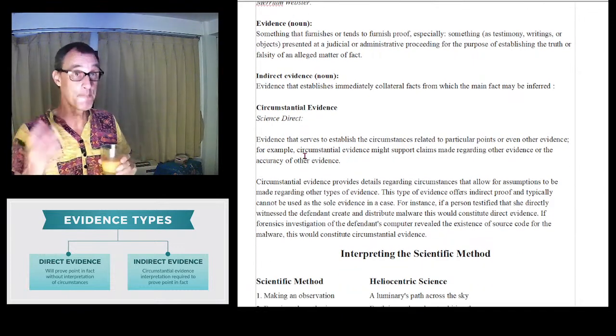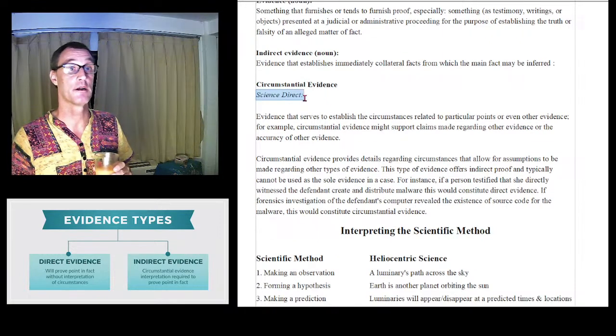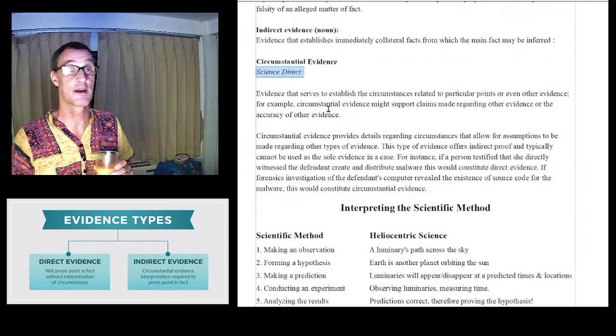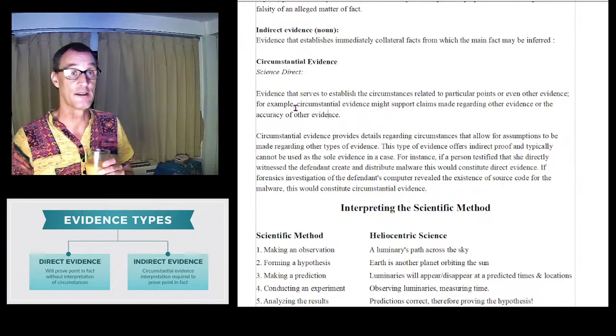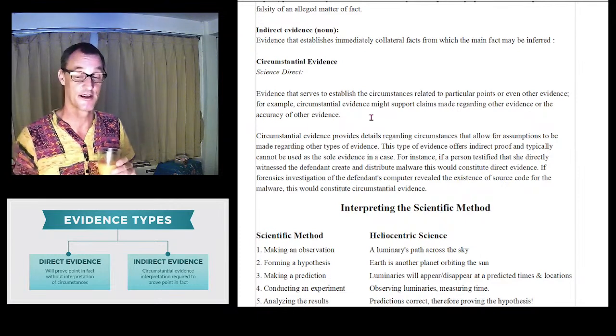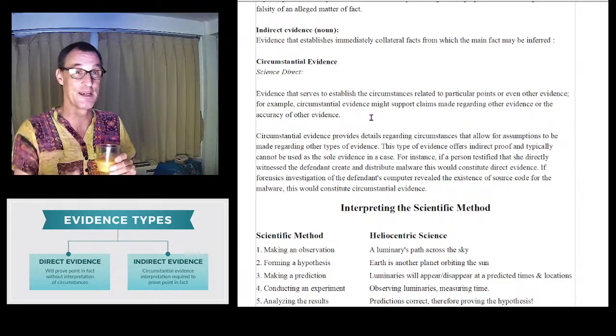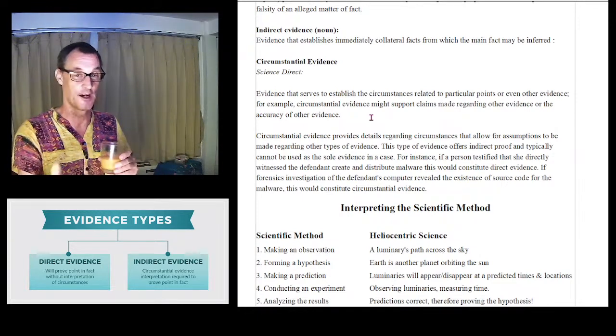And then we have circumstantial evidence. This is taken from a publication called Science Direct. So circumstantial evidence is evidence that serves to establish the circumstances related to particular points or even other evidence. For example, circumstantial evidence might support claims made regarding other evidence or the accuracy of other evidence. So here is where we get a claim upon a claim, and one trying to be evidence of another.